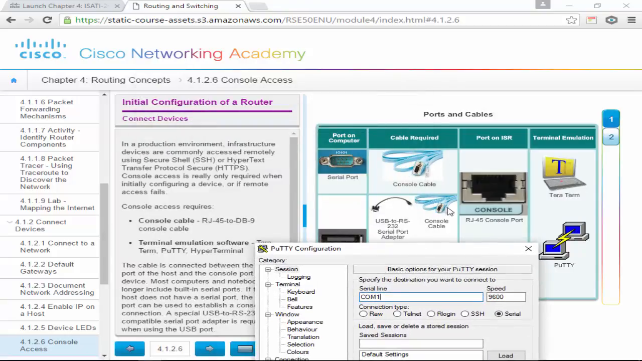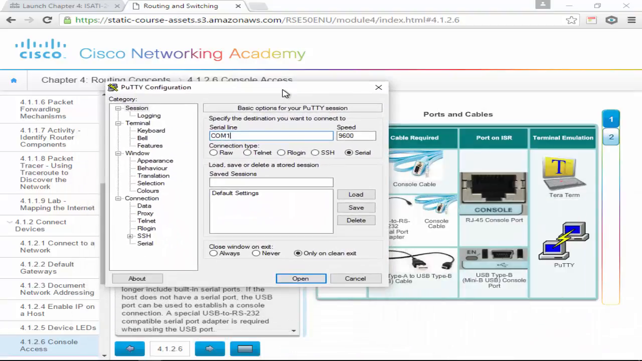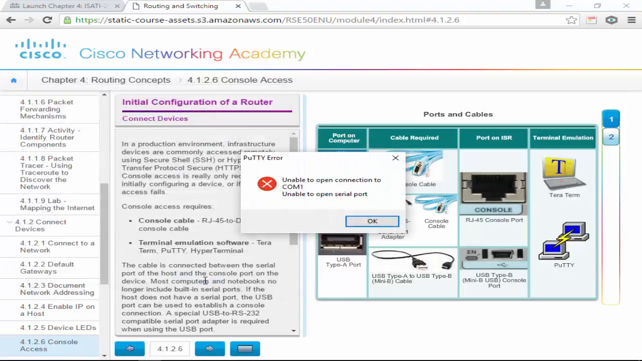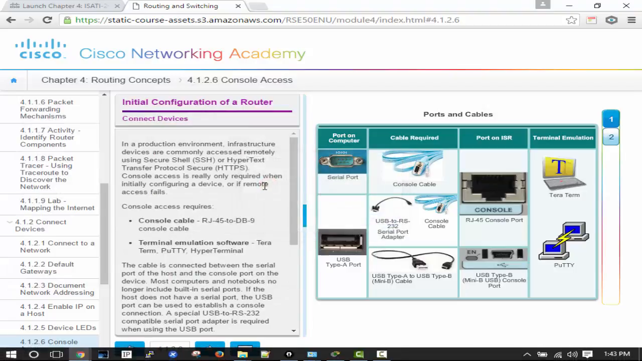You take this pretty blue cable, plug the serial end into your serial adapter or into your serial port. You take the other end into your console. You PuTTY in by clicking open here. I don't have anything plugged in, so it's not going to work. But if I did, it would look just like Packet Tracer, kind of like this.